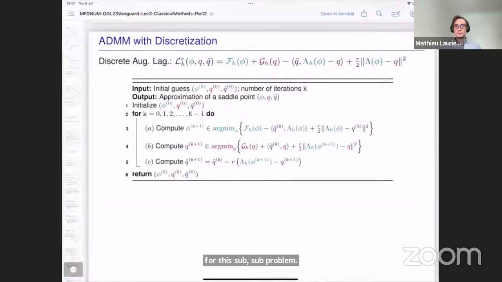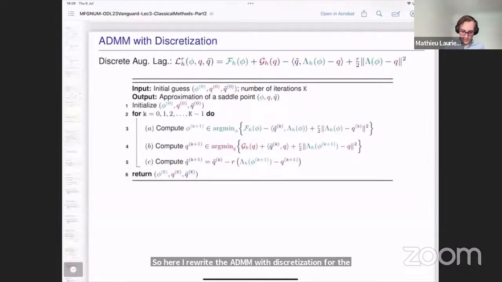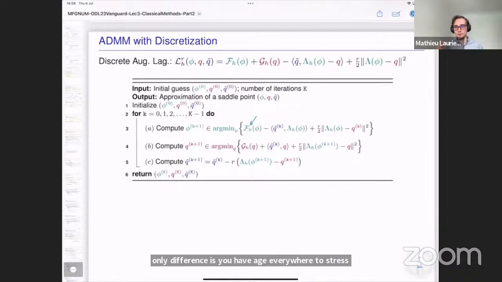So here I rewrite the ADMM with discretization. The only difference is you have H everywhere to stress that the operators are discrete. So this is not very interesting. It's just rewriting the previous version. But I want to explain what this means, so what A, B, and C mean numerically.